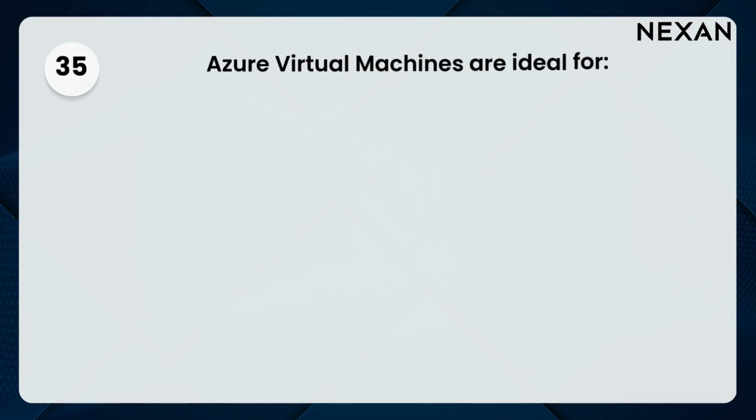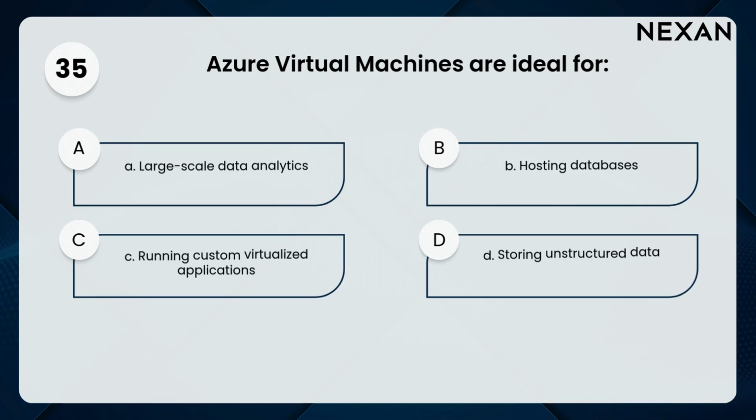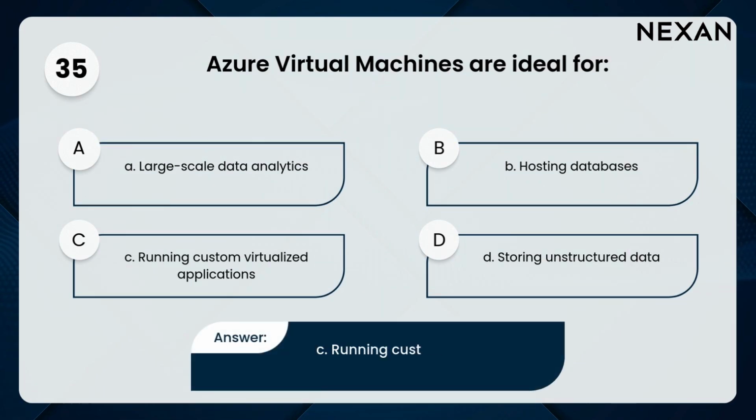35. Azure virtual machines are ideal for A. Large-scale data analytics. B. Hosting databases. C. Running custom virtualized applications. D. Storing unstructured data. Answer: C. Running custom virtualized applications.